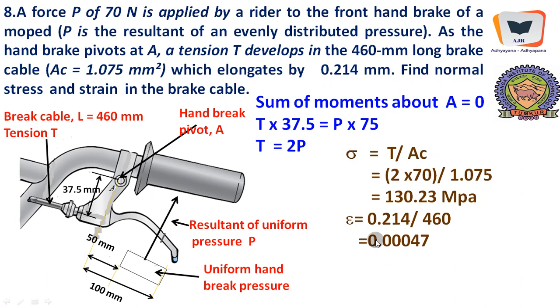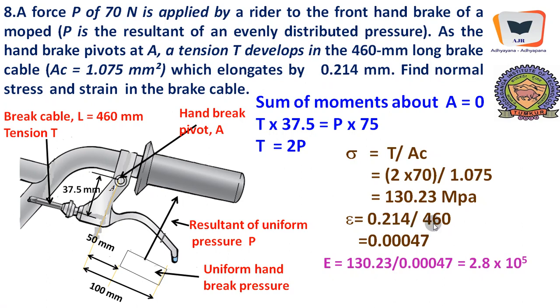Okay, that is the thing. This strain is dl by stress. Okay, E equal to elastic modulus equal to 130.23, that is the stress divided by the strain. And this is change in length by original length. Strain is change in length by original length, 0.214.